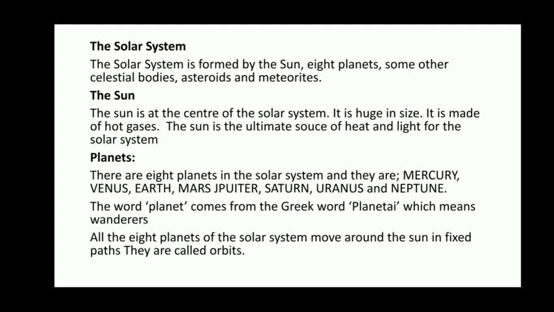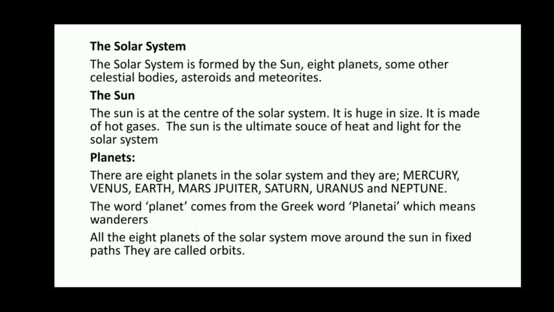We are coming to the solar system. The solar system consists of the Sun, 8 planets, some celestial bodies, asteroids and meteoroids. The Sun is in the center of the solar system. It is very hot and very huge in size. This is the only source of heat and light for the solar system.